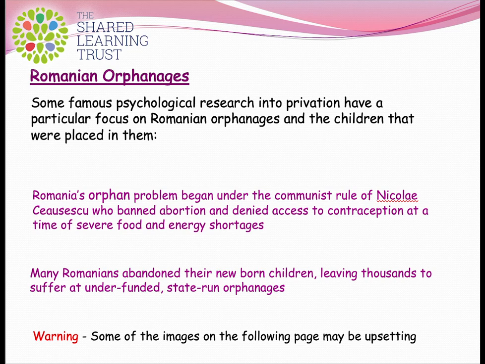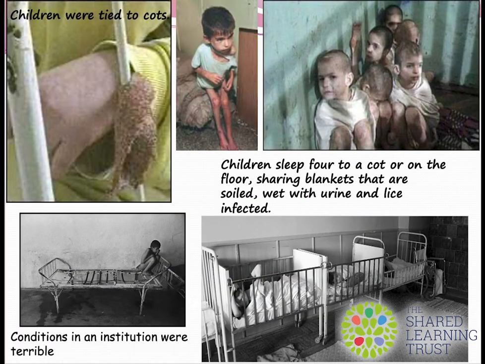I must warn you, some of the contents of the following page has some disturbing images. As you can see from the photos, Romanian orphanages were an awful place to live, and conditions in these institutions were terrible, causing long-term impacts on the children that stayed there.